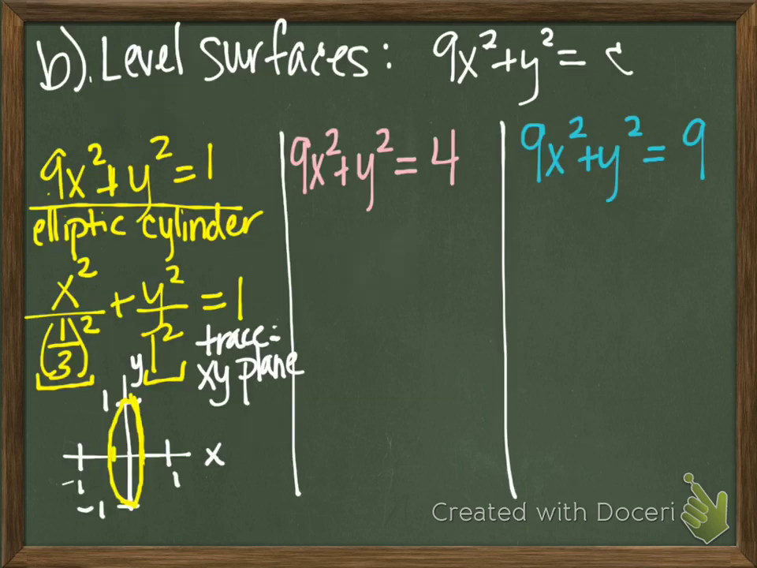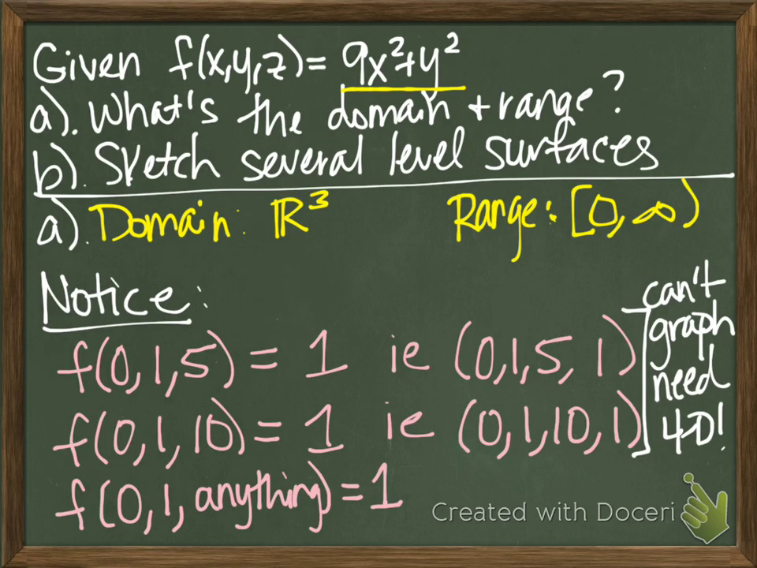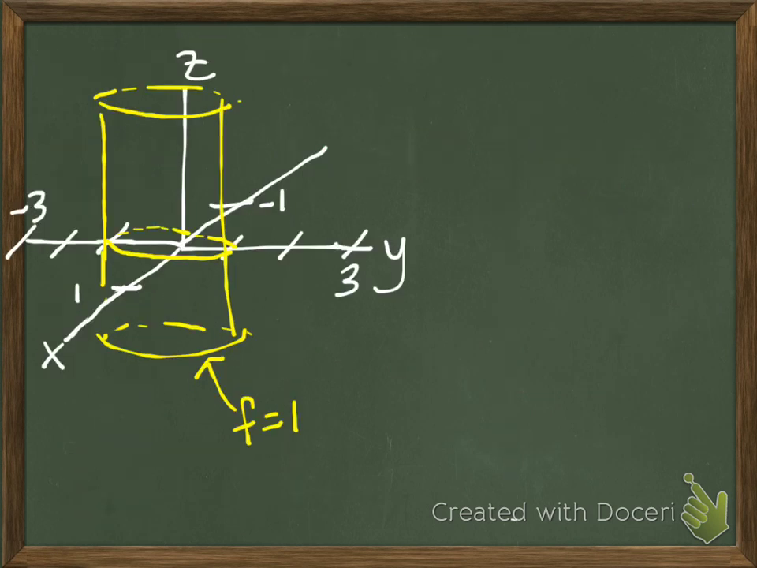So if we go back to these 2 points that we were looking at in the beginning, notice we can see those visually. They were the point 0, 1, 5 that mapped to 1 and the point 0, 1, 10 that mapped to 1. So on our level surface, 0, 1, 5 is probably roughly around here. And 0, 1, 10 is probably somewhere up here. And both of those map to 1, which is how we're visualizing them on this level surface.